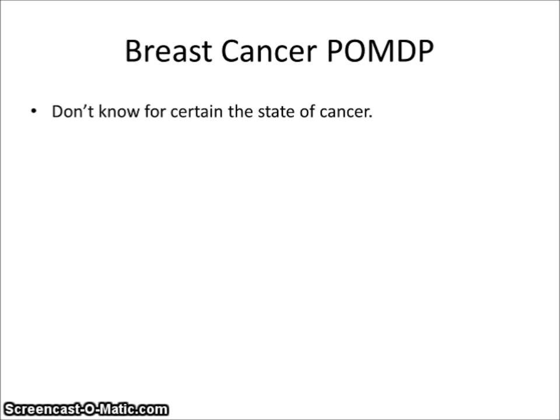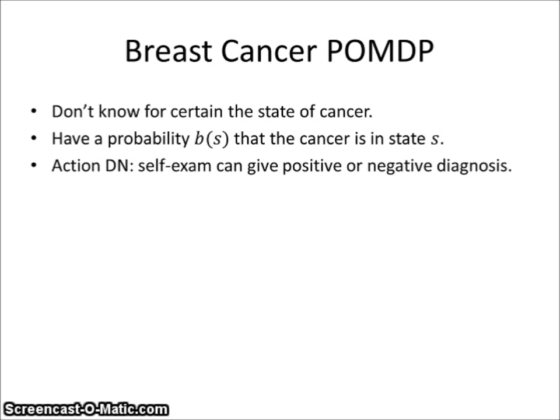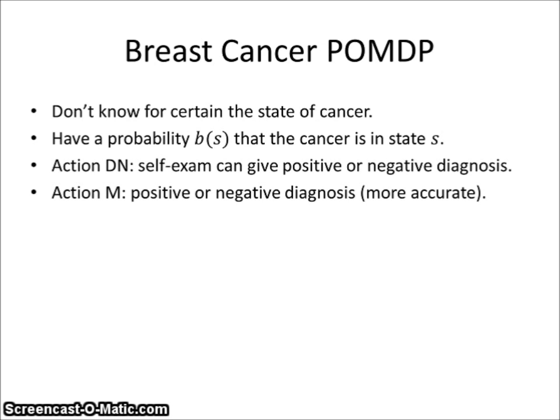First, we don't actually know for certain the state of the cancer, but we're going to maintain some probability, called B of S, that the cancer is in one of the states, and this belief will be based on what we can actually observe. If the action is do nothing, a self-breast exam can give a positive or negative diagnosis. Of course, the diagnosis is not 100% accurate, and we can define probabilities of whether it's incorrect or correct. A mammogram can also give a positive or negative diagnosis, and as you'd expect, it's also not 100% accurate, but it's more accurate than the self-exam.